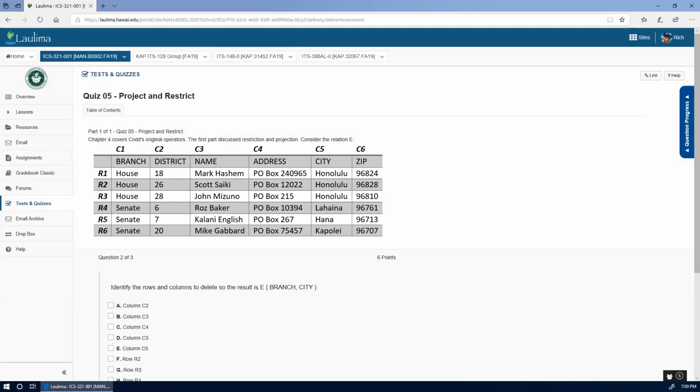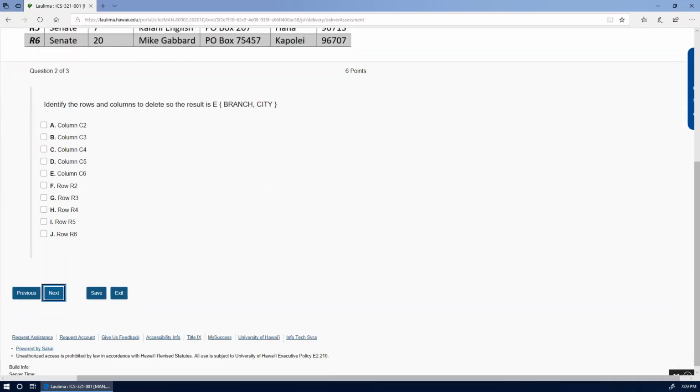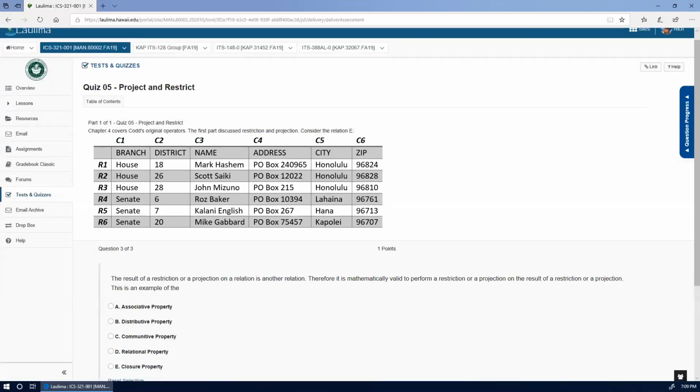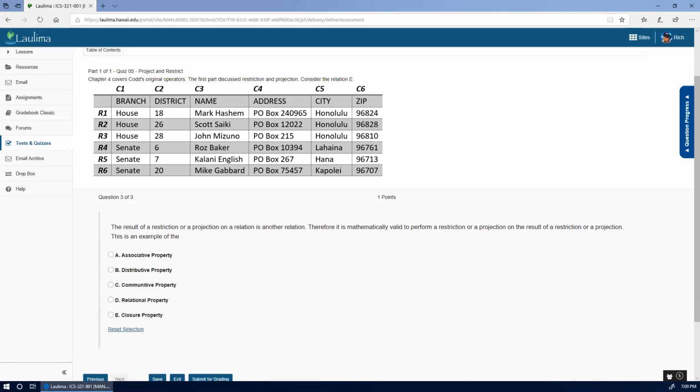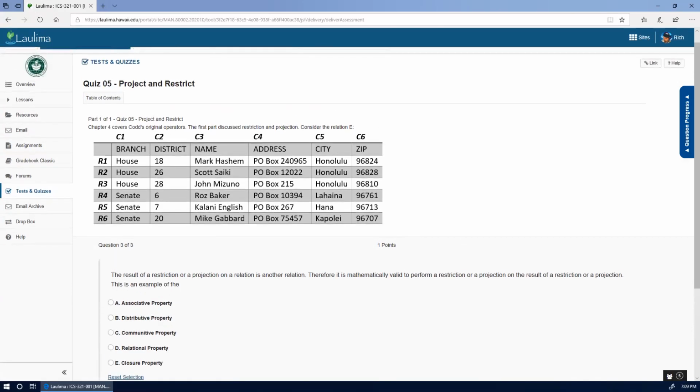This is question 2. Let's go to question 3. All right. This is question 3. How many questions did this quiz have? 1, 2, 3. Okay.